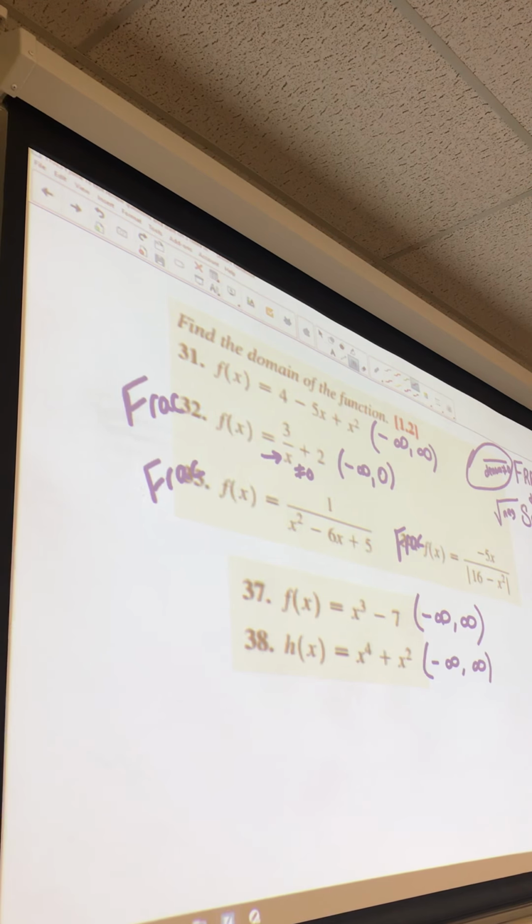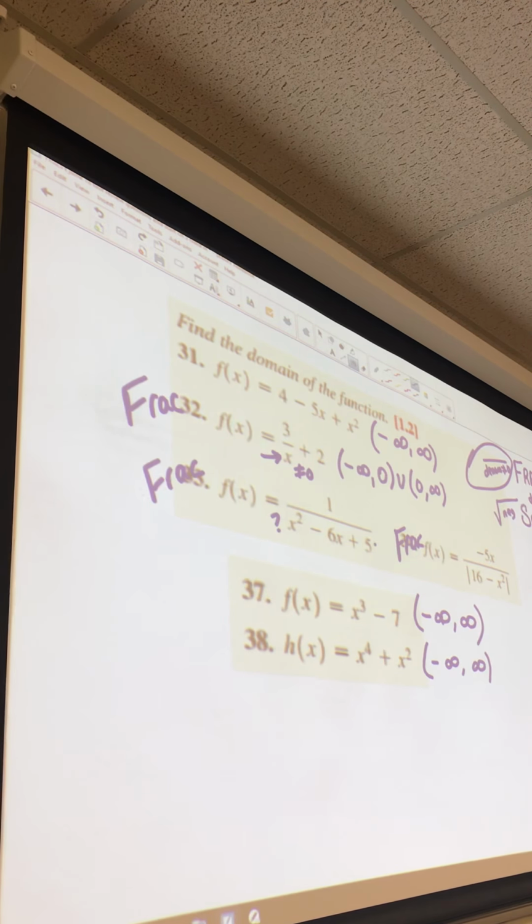All right. And is that it? No, okay, there's some more, right? It jumps over the bad number 0. And what's the rest of it? Parenthesis 0, infinity. All right. What about on 33?